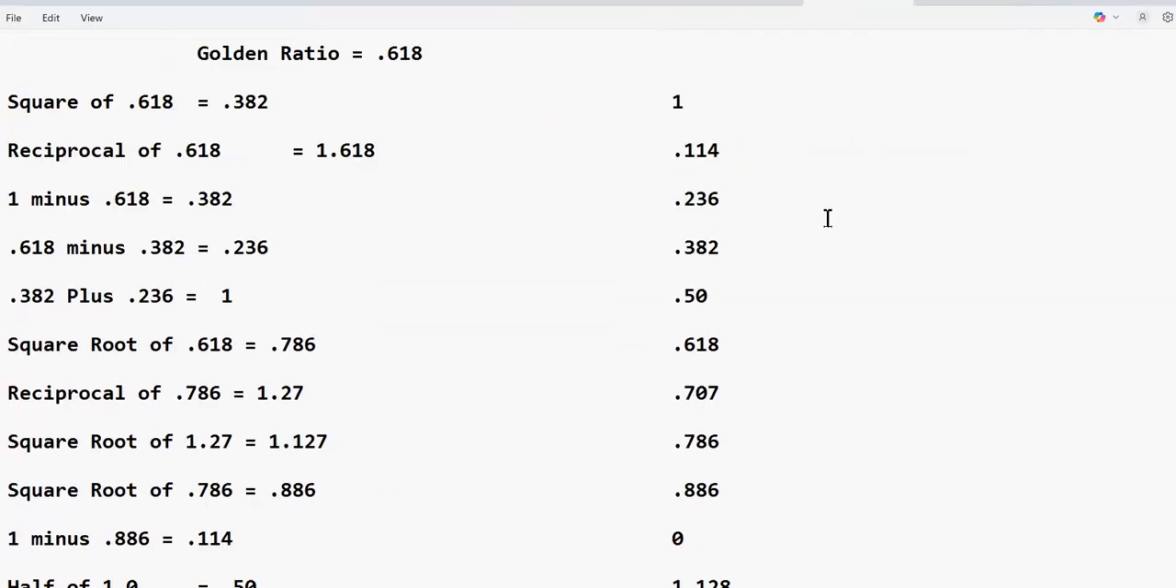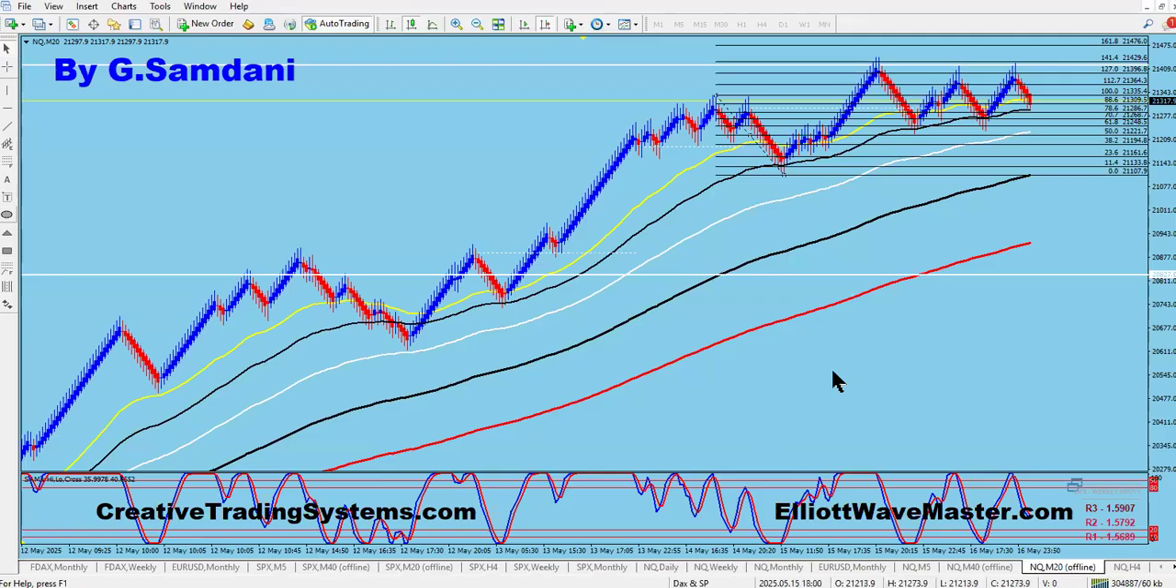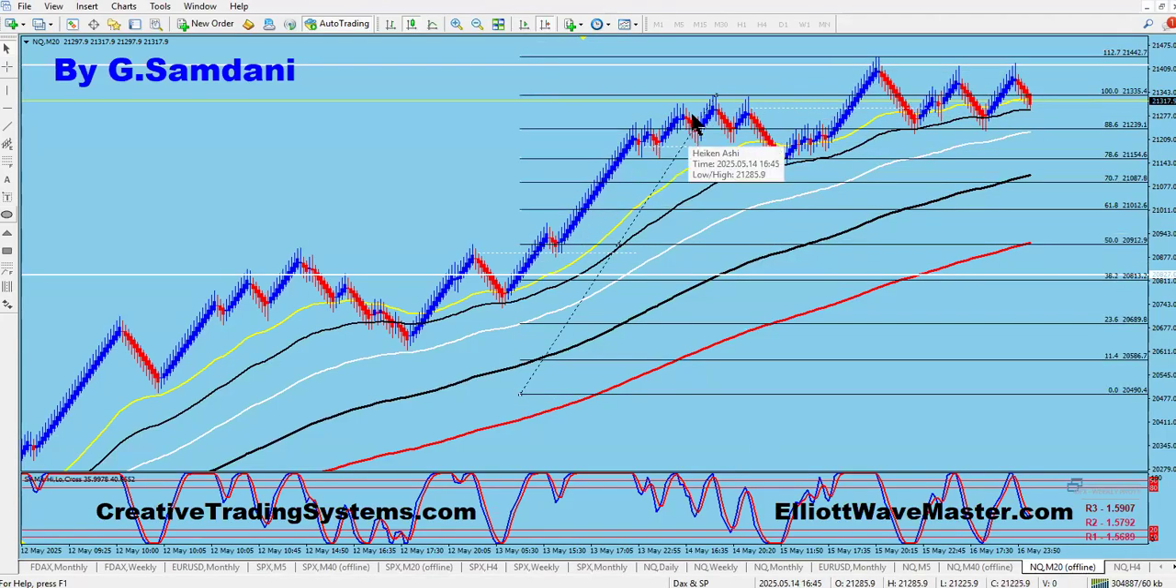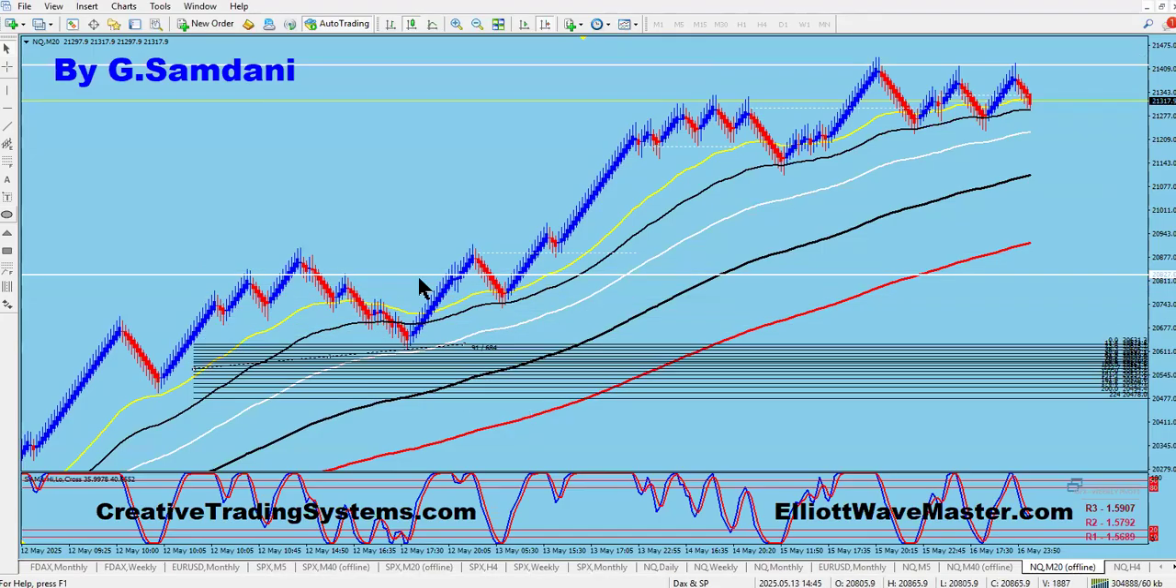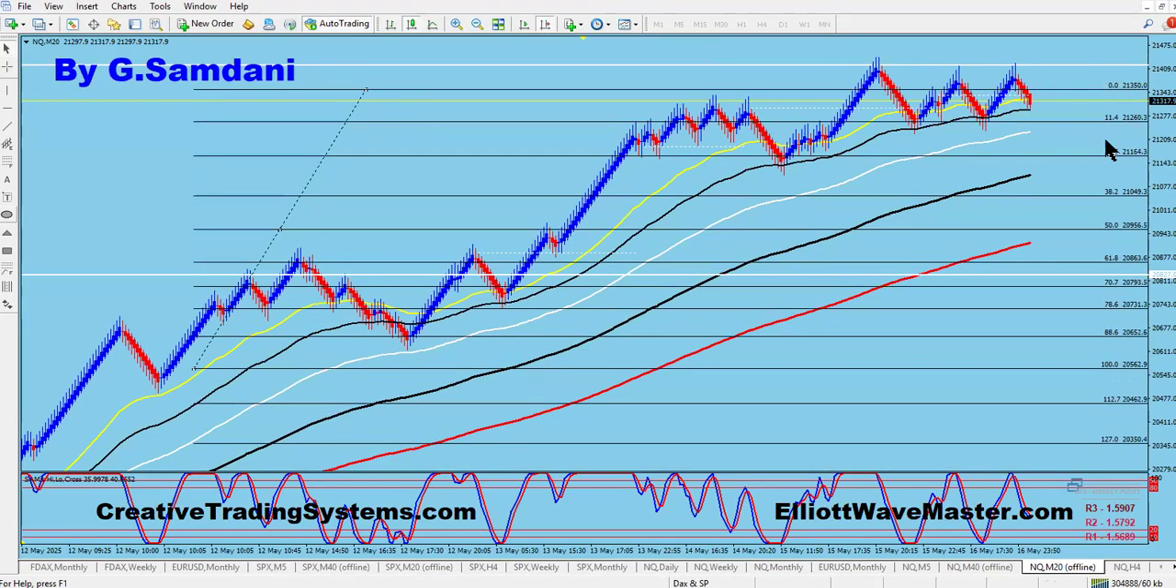Right. So now 0.618, right? This is what it is. The square of 0.618 is 0.382. Now let me show you the numbers on the chart as well. For example, I pulled the fib from here to here, and you have numbers, right?